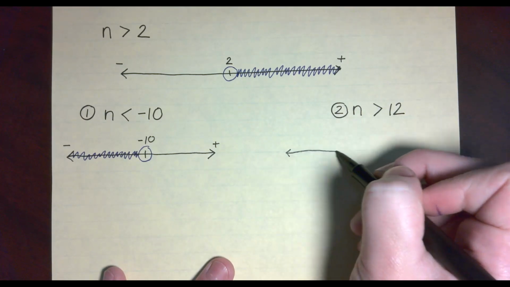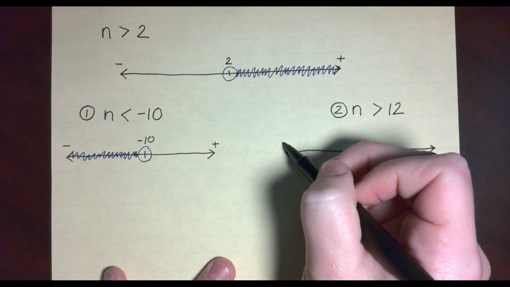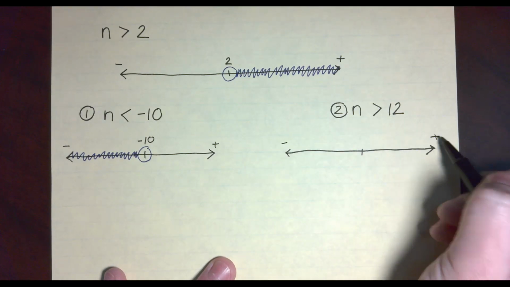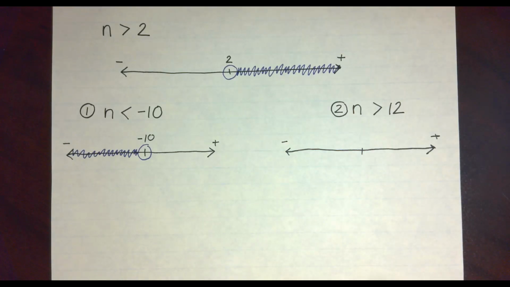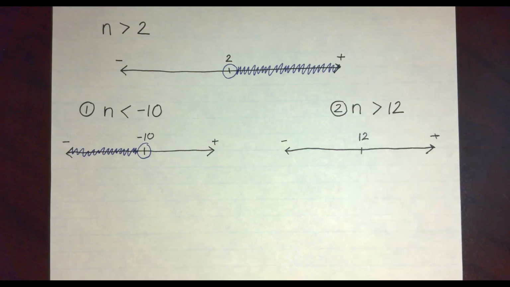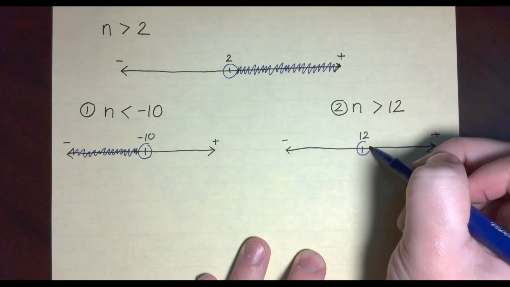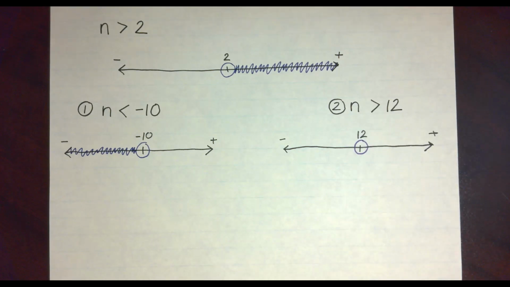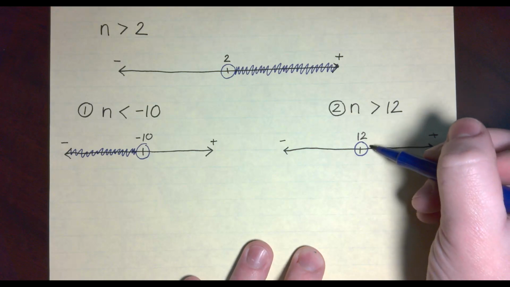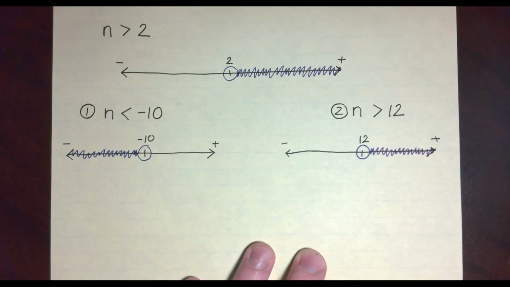All right. Number 2. I'm going to just go ahead and draw this for you, because I bet y'all got at least that far. All right. What are we writing above that tick mark? 12. Good. Okay. Circle it. Do I color it in? No, no, no. And which direction do I shade? Towards the plus or the minus? Towards the plus, because n is any number greater than 12.